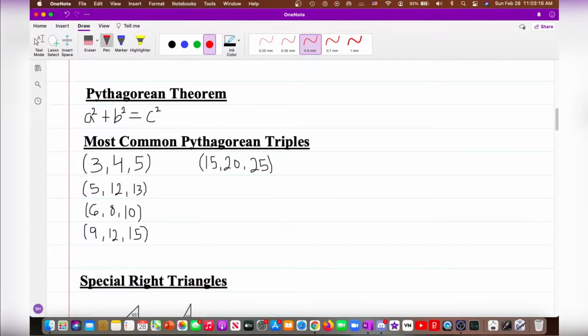Again, the most common Pythagorean triples that I've seen on the SAT were 3, 4, 5; 5, 12, 13; 6, 8, 10; 9, 12, 15; 15, 20, 25. And there's also 1, 1, root 2. You should pretty much just try to memorize these because they'll help you save a lot of time on SAT problems.